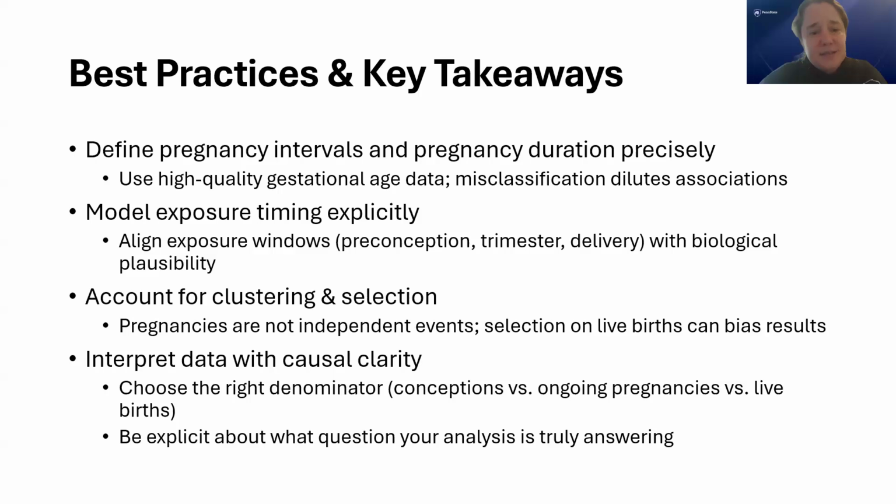Make sure that you define pregnancy intervals and pregnancy duration precisely. It's actually really hard to do, but really important. So at least understand how your data set lends itself to defining these and make sure you're looking at exposure during the time frame of interest. That goes into the second point: model exposure timing explicitly. Align exposure windows, whether preconception, by trimester, or delivery, with biologic plausibility, and also figure out how to do that within your data.